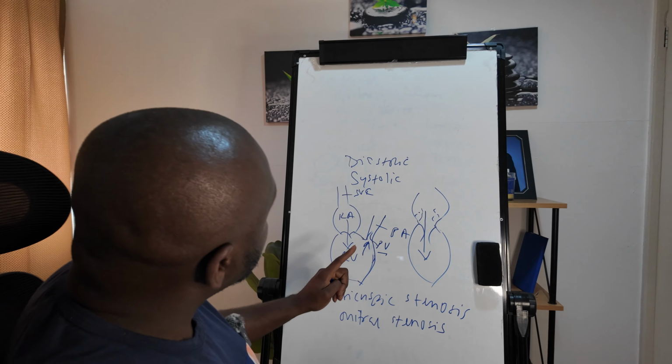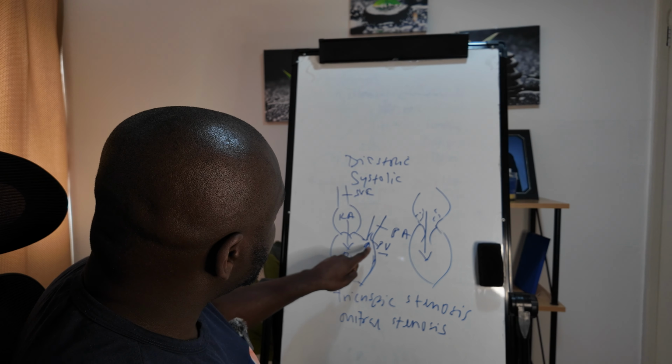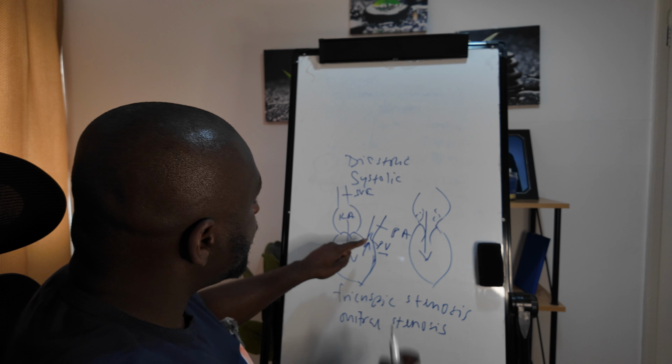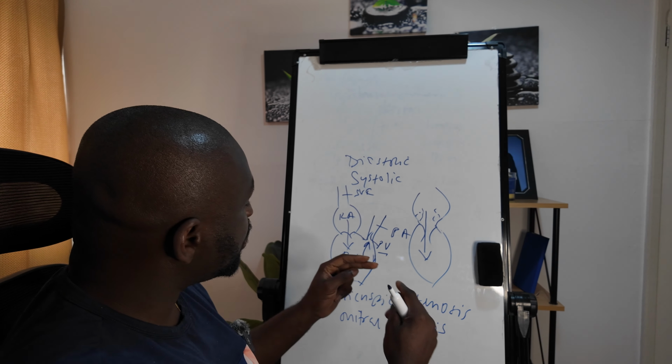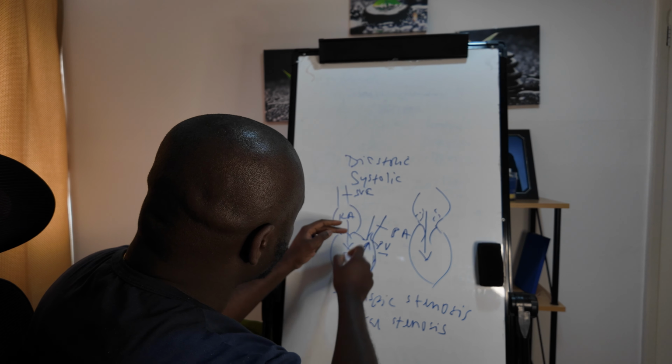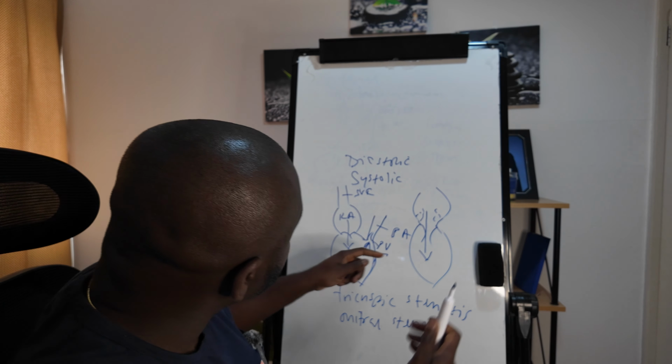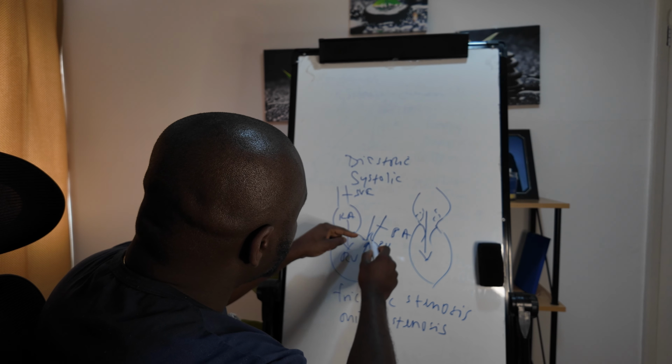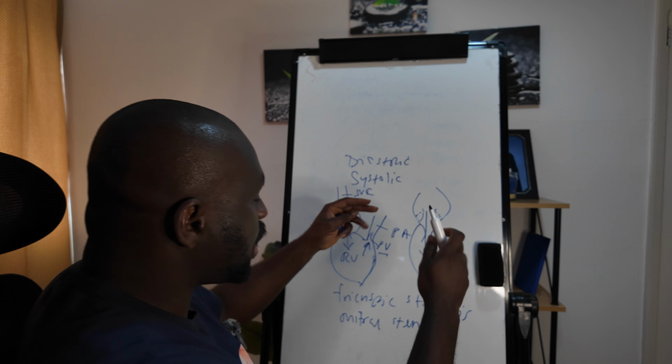Yeah. Now, the end of systole is that phase where blood is going to flow from this right ventricle out. At the end of systole, this pulmonary valve here will close.